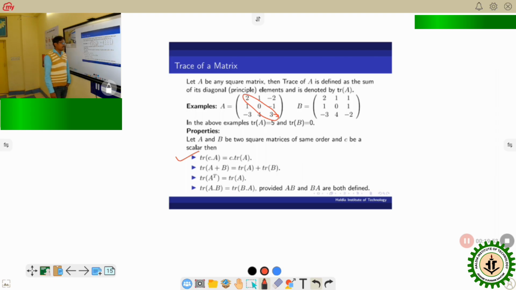Trace of A transpose equals trace of A. Trace of AB equals trace of BA, provided AB and BA are defined.